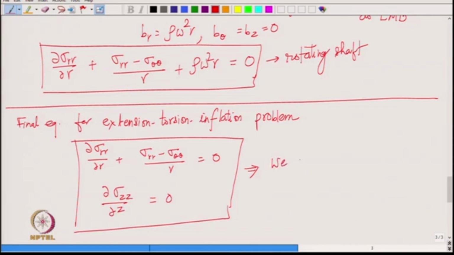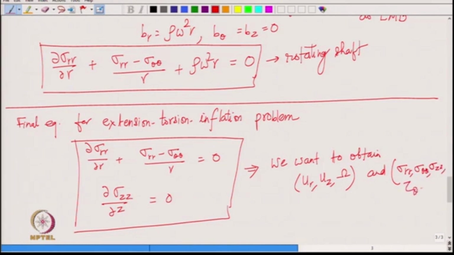So, we want to obtain u_r, u_z, omega, and the stress components sigma_rr, sigma_theta theta, sigma_zz and tau_theta z, the 4 stress components.